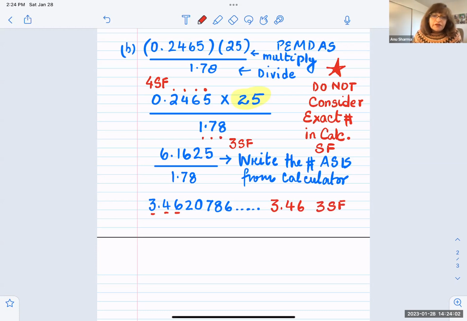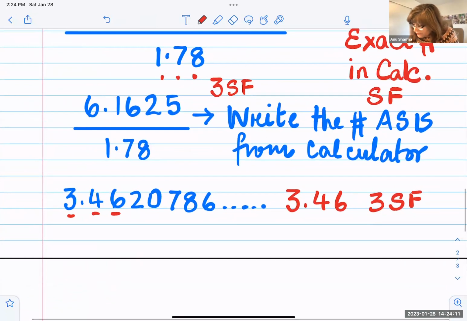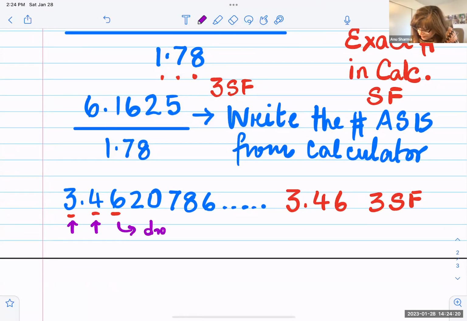But if somebody says, just keep it at 2 significant figures, that is also an option. So what will you do? Here, let me make this bigger. In this case, you will have to only keep 3, 4, and you will be dropping off 6. When you drop 6, and 6 is more than 5, so 4 becomes 5. So then in that case, the answer is 3.5. And this is 2 significant figures.